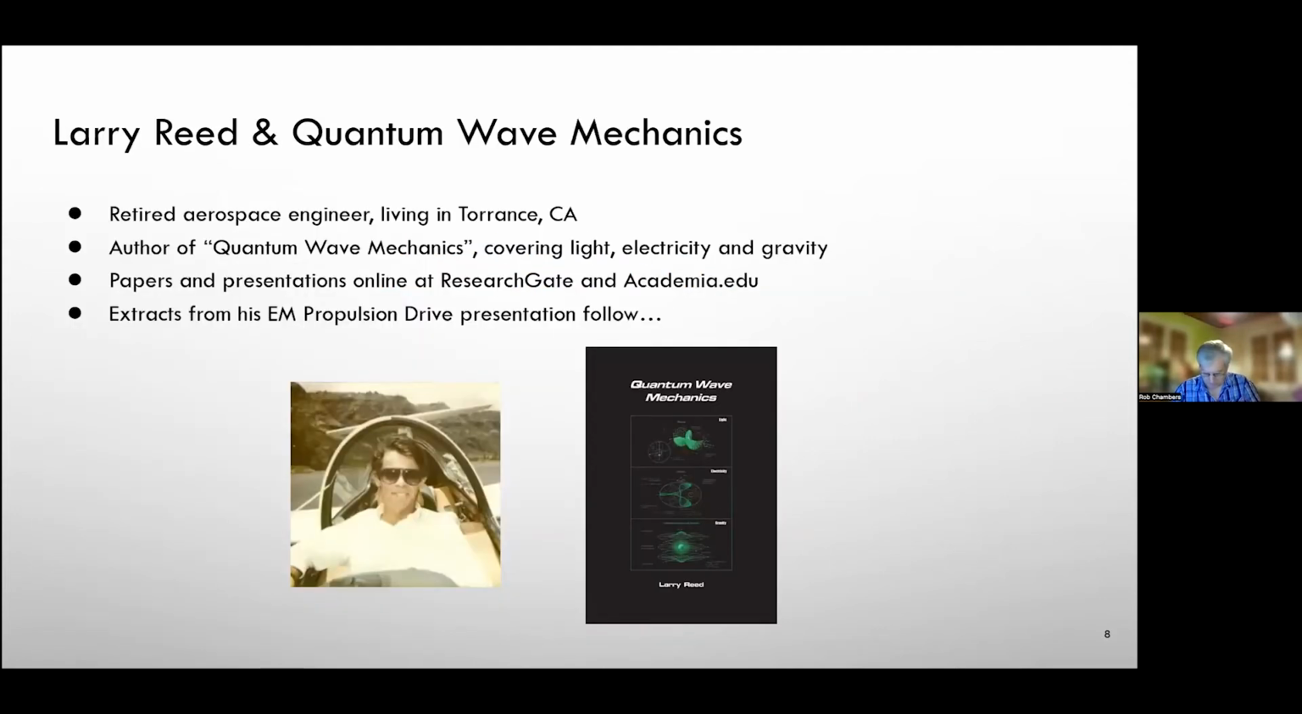So, this is moving on to the second part of the presentation. Larry Reed has extensively referenced Jennison's work in his own work. As far as we know, he's a retired aerospace engineer in Torrance, California. He has written a book which is available through the usual outlets called Quantum Wave Mechanics, which has separate large chapters on light, electricity, and gravity.